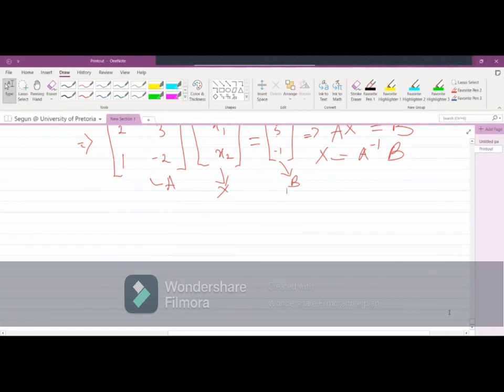I'm going to give you some questions so that we can quickly solve some. So without wasting much of our time, find the determinant of A. Everybody, please do that. What's the determinant of A?